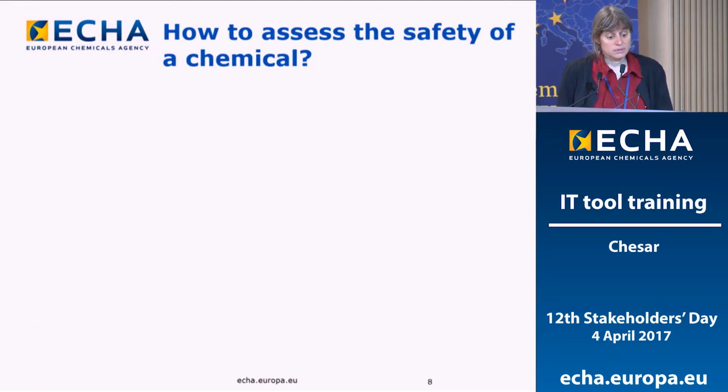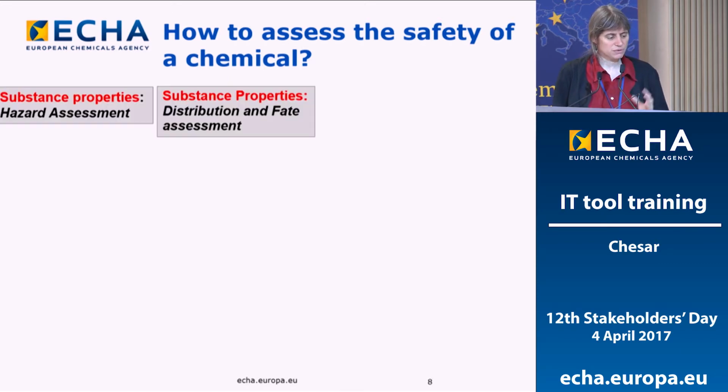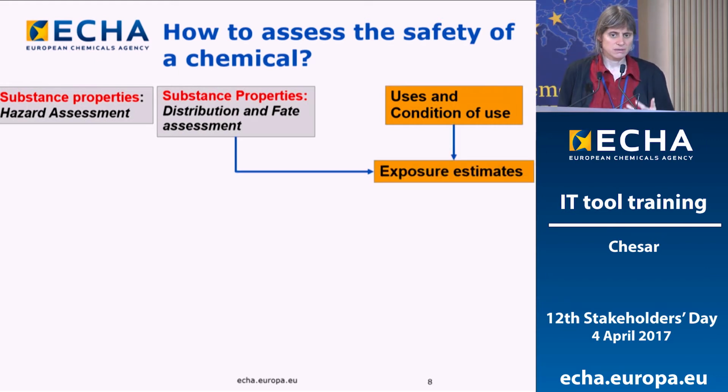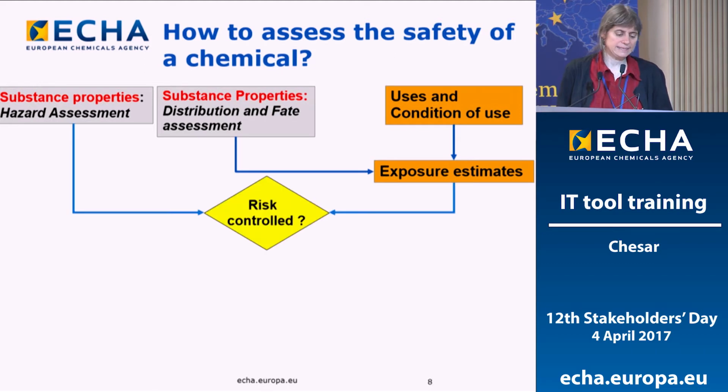So how to do a chemical safety assessment? Very basic workflow. As a first step, you know the substance properties, so both the hazard properties and the distribution and fate properties. And then you have to know the use and the conditions of use of the substance. And then matching those, you can get exposure estimates, so exposure assessment, exposure estimate per use. And then you compare the exposure estimates to the hazard level.